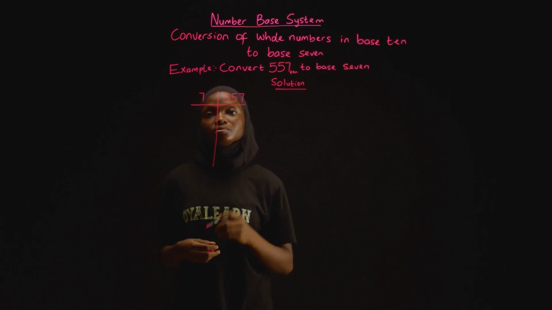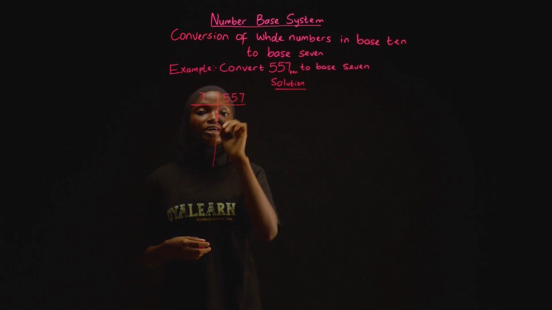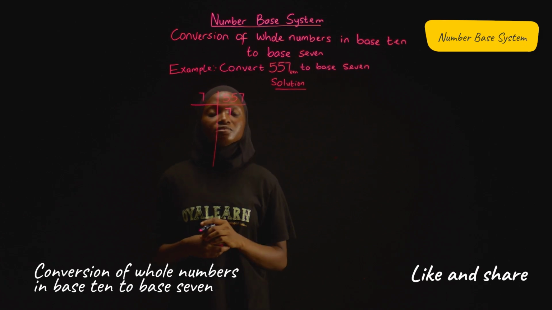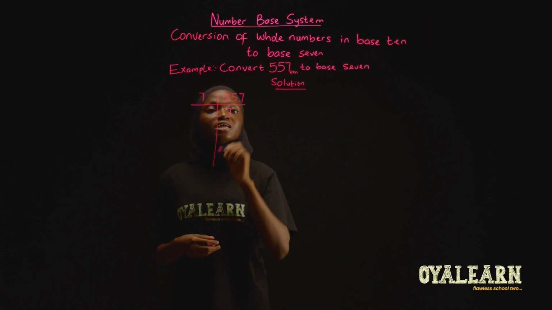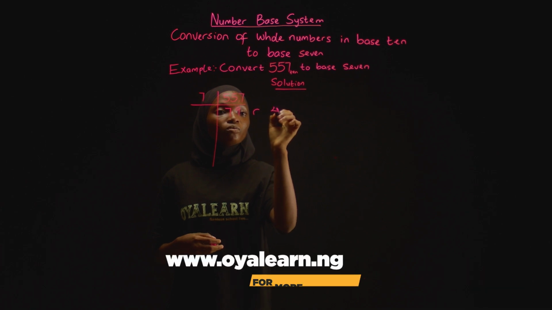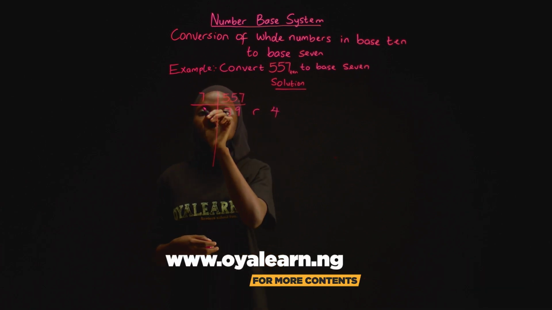Then we divide. 7 goes in 55 seven times, that's 49. When you take away 49 from 55, we have 6. 7 goes in 67 nine times, which is 63. Remainder 4. Divide again by 7.